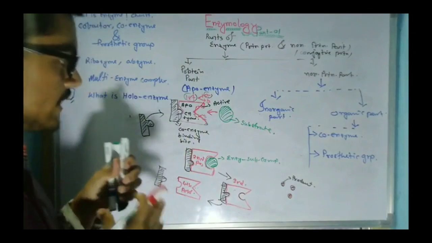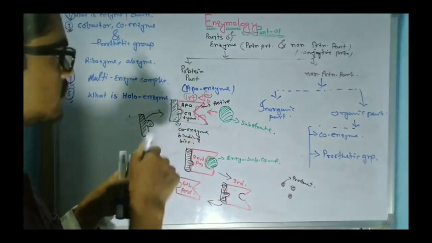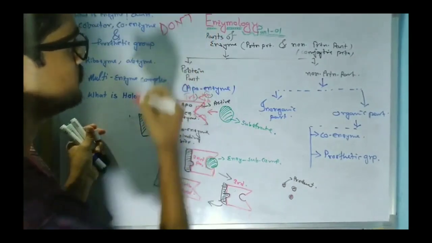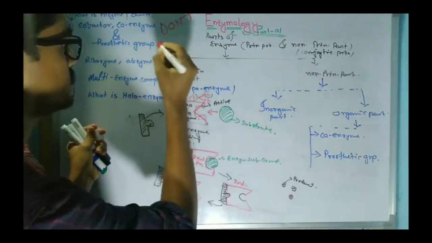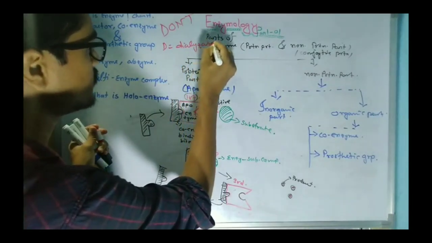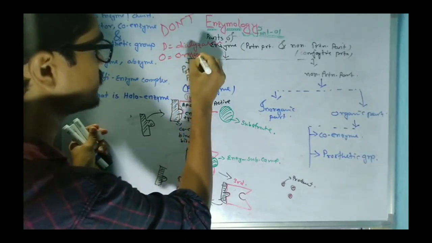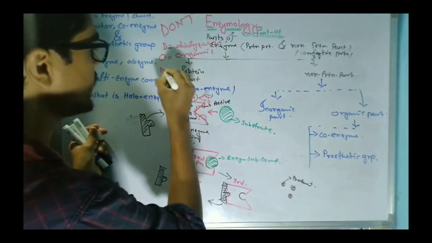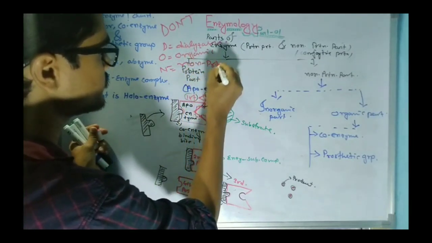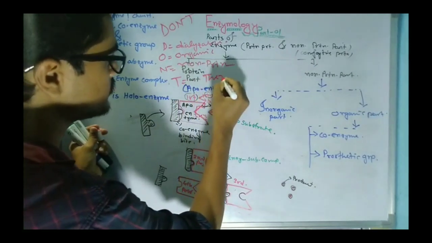So what will inform this topic? The coenzyme, now you have to remember one thing. DONT: D stands for dialyzable, O stands for organic, N stands for non-protein, and T stands for thermostable.